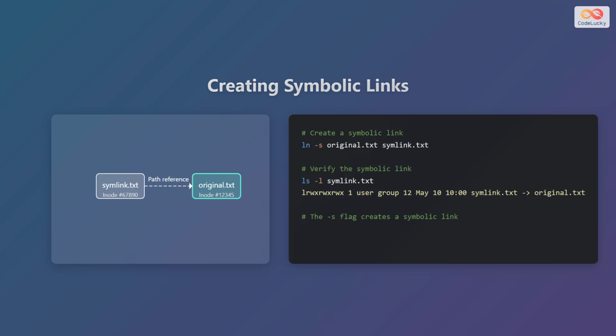The -s flag is essential as it specifies that you want to create a symbolic link instead of a hard link. To verify the symbolic link, use the command ls -l symlink.txt. The output will show symlink.txt pointing to original.txt, confirming that the symbolic link has been successfully created. Remember, the -s flag is crucial for creating symbolic links.